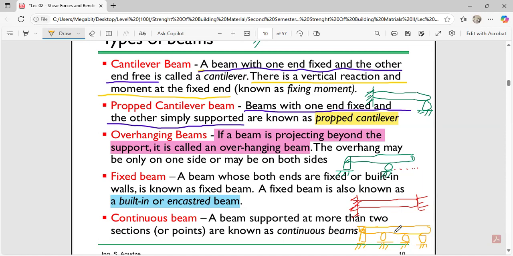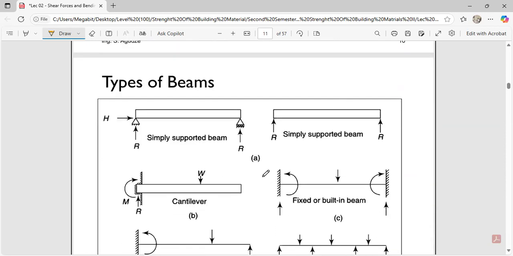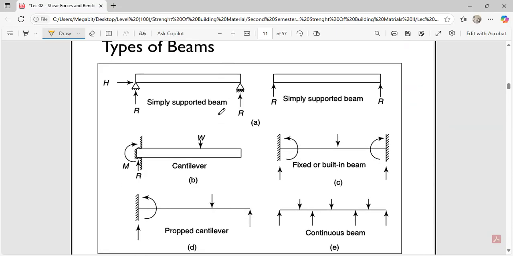So let's come to the types of beams. Basically, these are the types of beams. You can see the simply supported beam. This is the simply supported beam we have over here. And this is also how to draw the free body diagram.